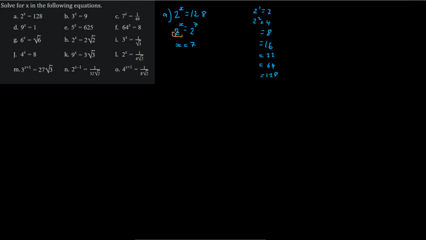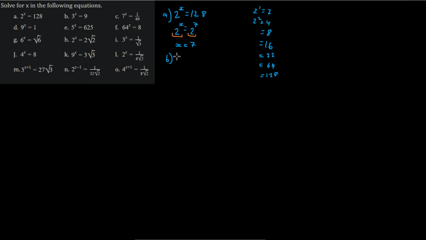Let me just explain what I mean by bases. This 2 here is the base of the power of x, and this 2 here is the base of the power of 7. So because those bases are the same, that means the powers must also be equal. So x equals 7. Let's have a look at B now.